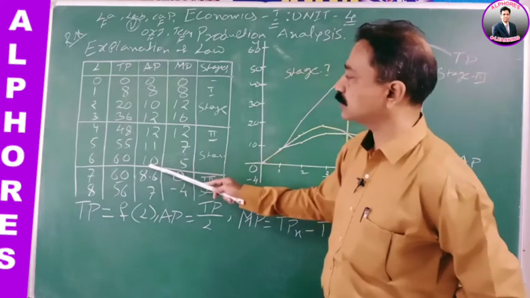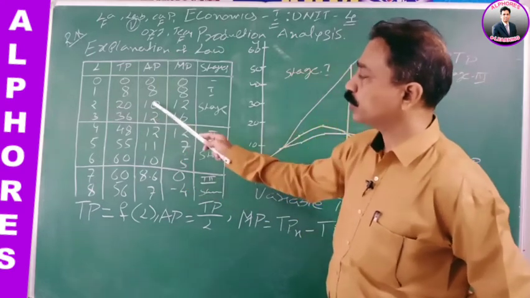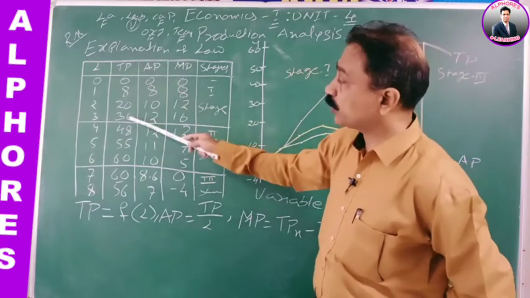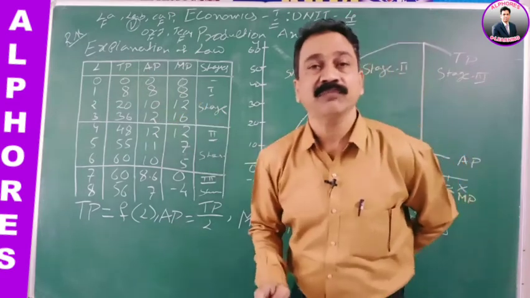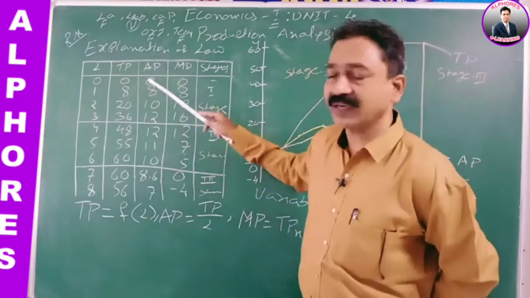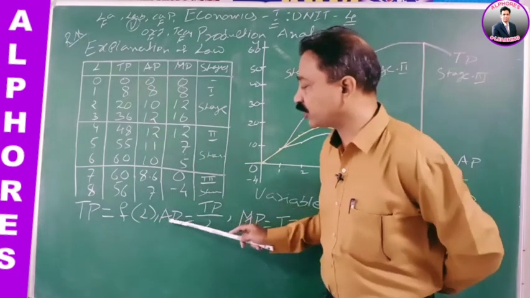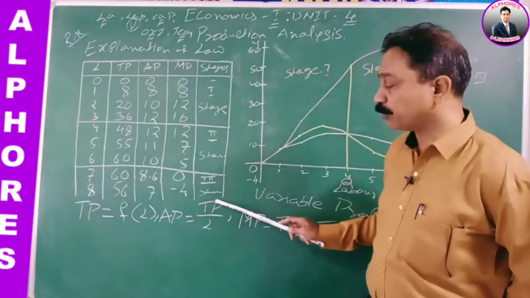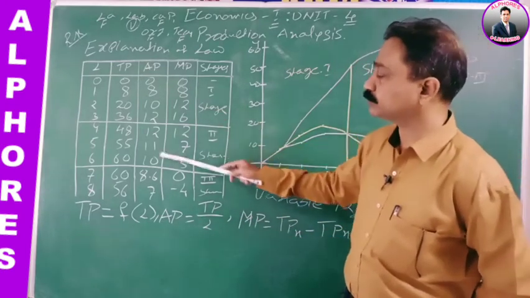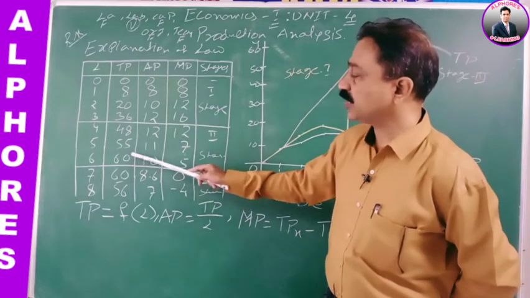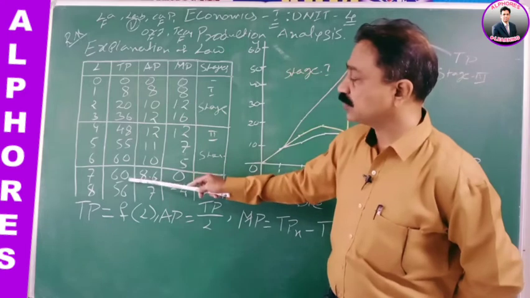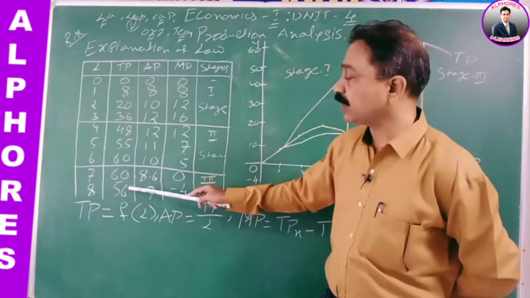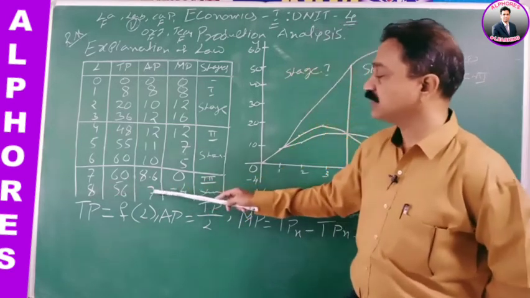60 divided by 6, 20 divided by 2, you can see clearly 36 divided by 3. So average product is the result of total product divided by the labor. Any doubts? You can see it here clearly. Total product is a result of labor. Average product is the result of total product divided by labor. 56. Till here total product increased, then started decreasing with the 8th labor. Here we can clearly see 56 divided by 8, 7.